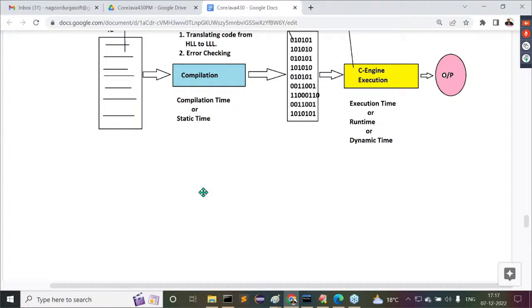Memory allocation for the data in C and C++ is at what time? Compilation time. But in the case of Java, at runtime, dynamic time. What is compilation time? The time when we perform compilation. What is runtime? The time when we execute our program. At compilation time, if we provide memory allocation, it is called static memory allocation. At runtime, if we perform memory allocation, it is called dynamic memory allocation. C and C++ follow static memory allocation. Java follows dynamic memory allocation. Clear or not?